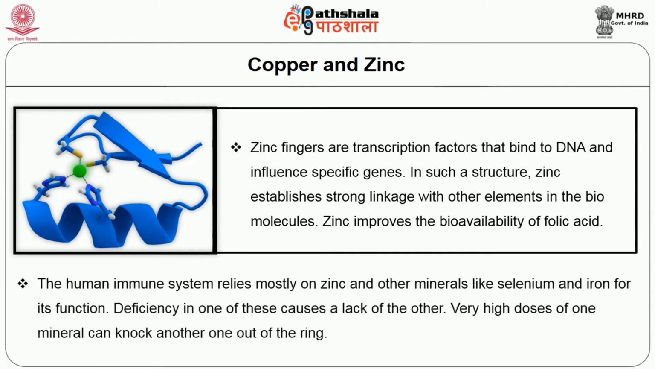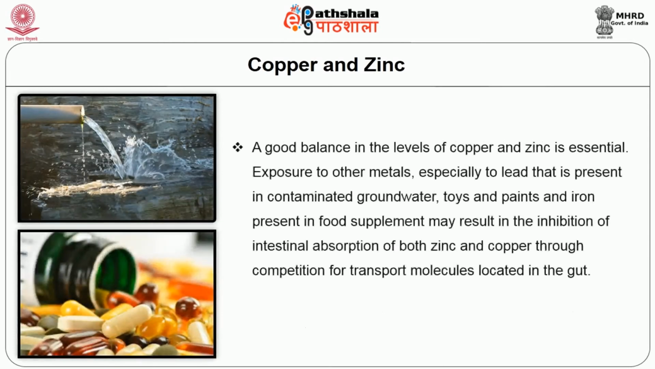The human immune system relies mostly on zinc and other minerals like selenium and iron for its function. Deficiency in one of these causes a lack of the other. Very high doses of one mineral can knock another one out of the ring. A good balance in the levels of copper and zinc is essential.